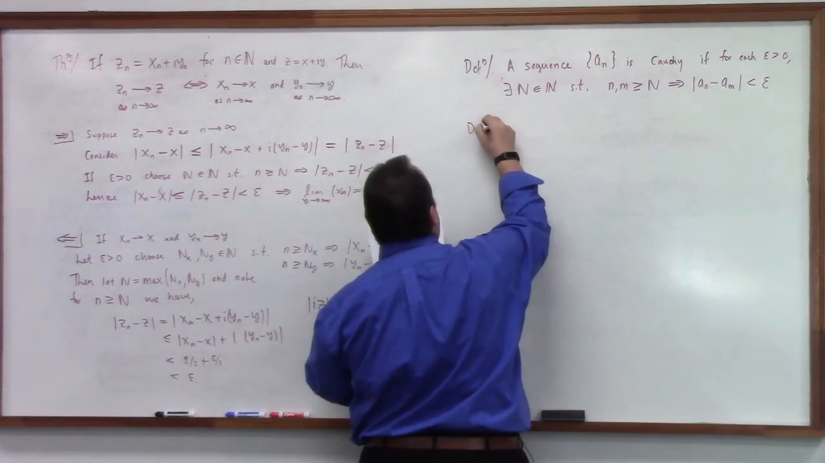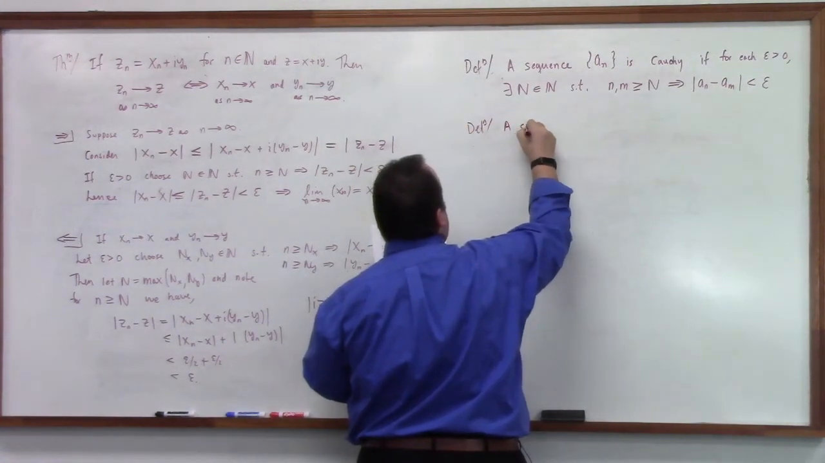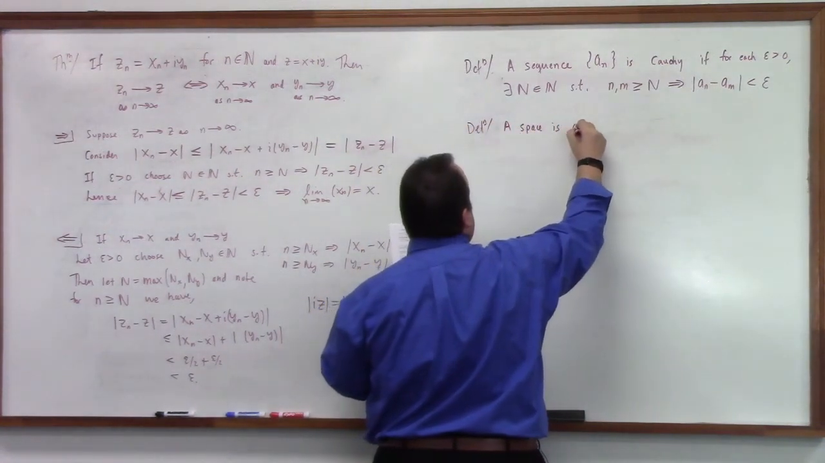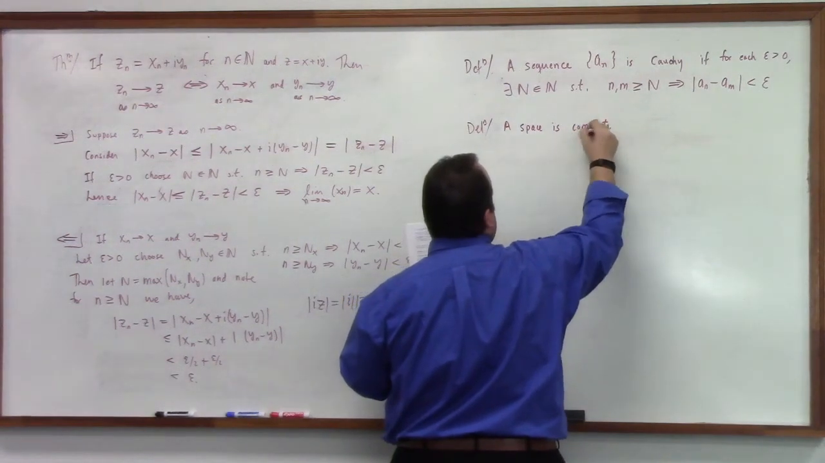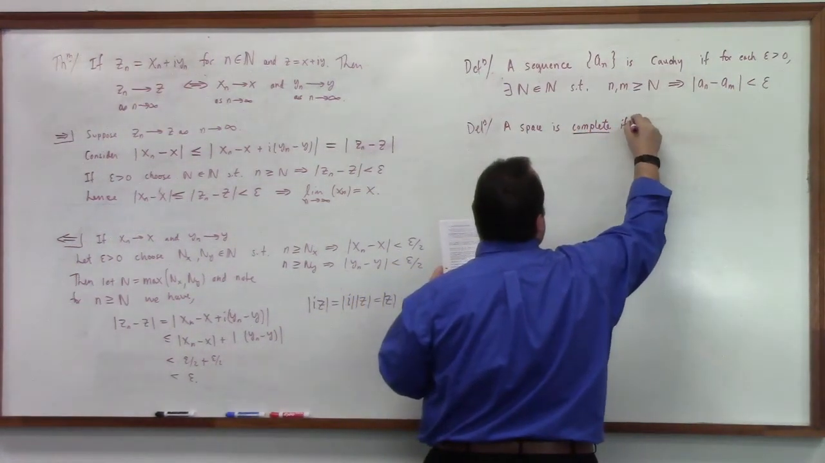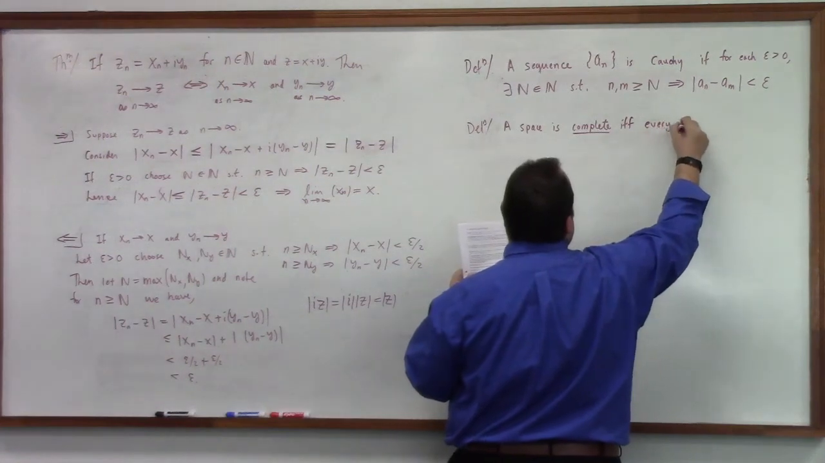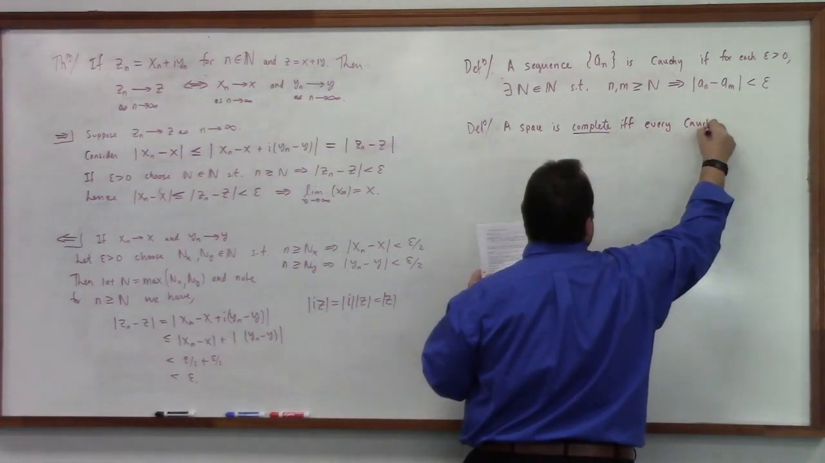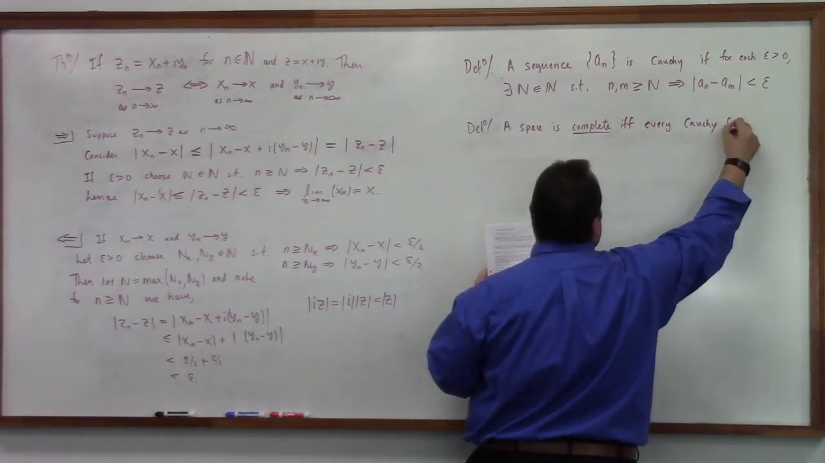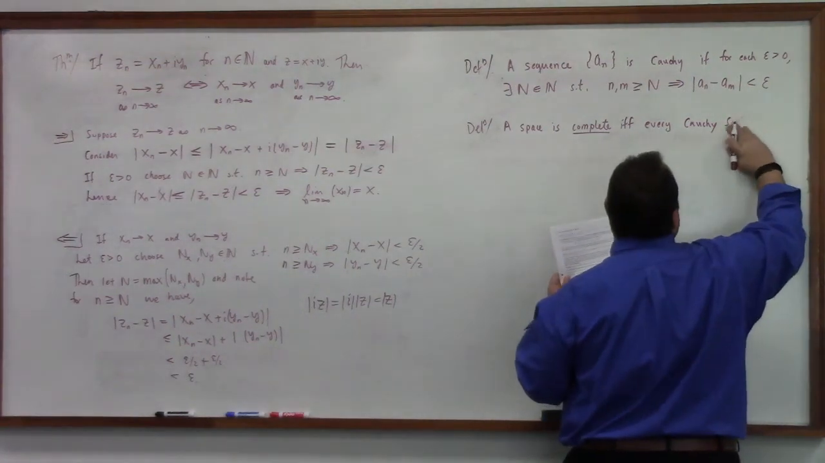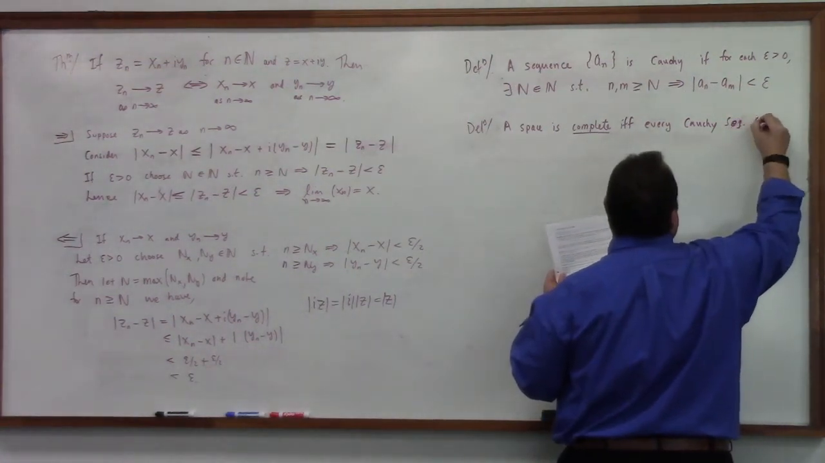Definition, a space is complete if and only if every Cauchy sequence converges.